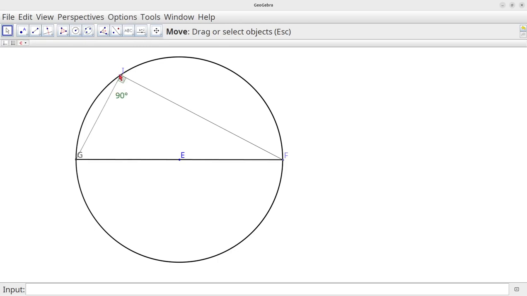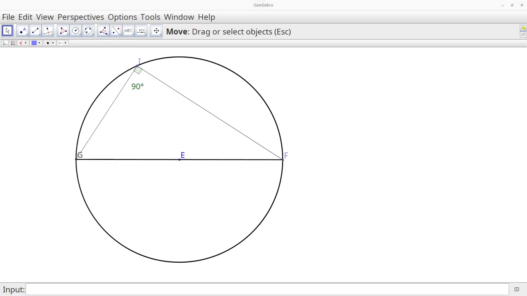You might be standing here, still 90 degrees. You might be standing there, still 90 degrees. Wherever you are, it's still going to be 90 degrees, anywhere on the circumference. If you are looking at both ends of the diameter, the angle subtended is going to be 90 degrees.